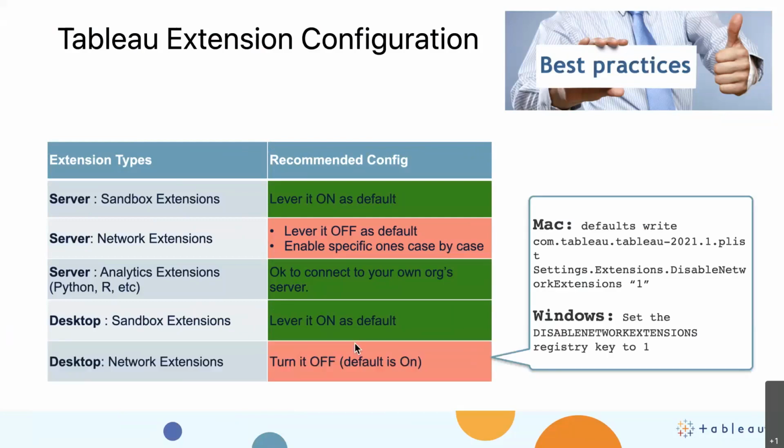Now, network extension. Network extension is also on by default on the desktop. However, I recommend turning it off if your organization controls the distribution of Tableau Desktop. If you don't control it, it is almost not possible to turn it off. If you control it, Google Tableau's documentation, and you will find how to do it from either Mac or Windows. It's part of the post-installation of Tableau Desktop. You can script it to turn them off.